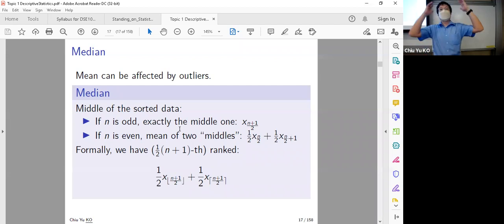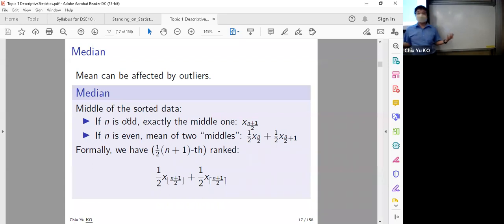Because if you have an odd number of data, there's a middle. Say 1, 2, 3, the data set, 2 is exactly the middle, 1 on the left, 1 on the right. So when you have an odd number, you just use n plus 1 over 2. With 3 numbers, 3 plus 1 is 4, 4 divided by 2 is 2, the second. Suppose 5 observations, the exact middle is 3, because 5 plus 1 over 2 is 3, with 2 on the left and 2 on the right. So there's no problem.